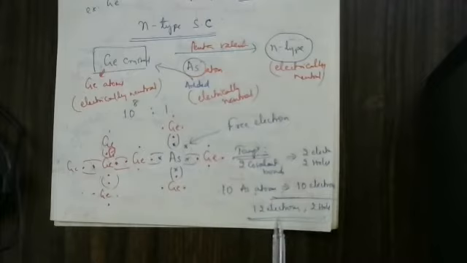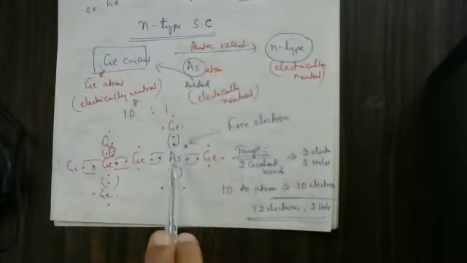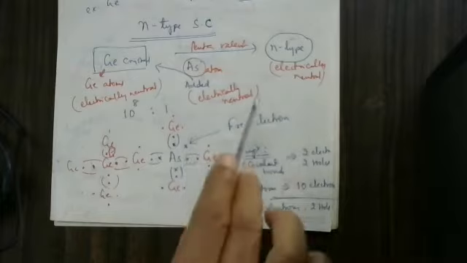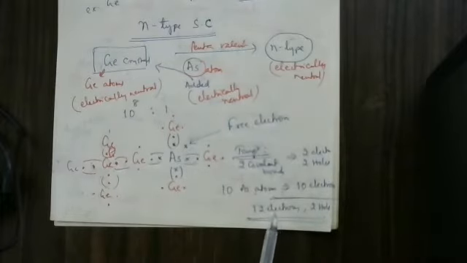Electrons carry the negative charge. Again, I will repeat: even though electrons have negative charge, 12 electrons are coming from the arsenic atom. Therefore, the N-type semiconductor contains 12 free electrons, so the number of electrons is more and the number of holes is less. Holes carry the positive charge, electrons carry the negative charge.